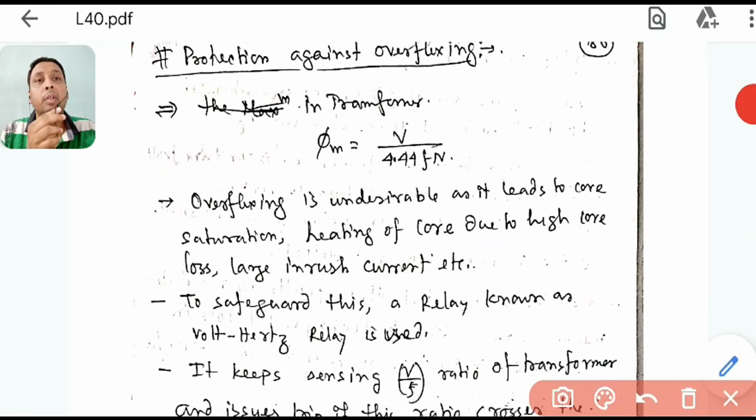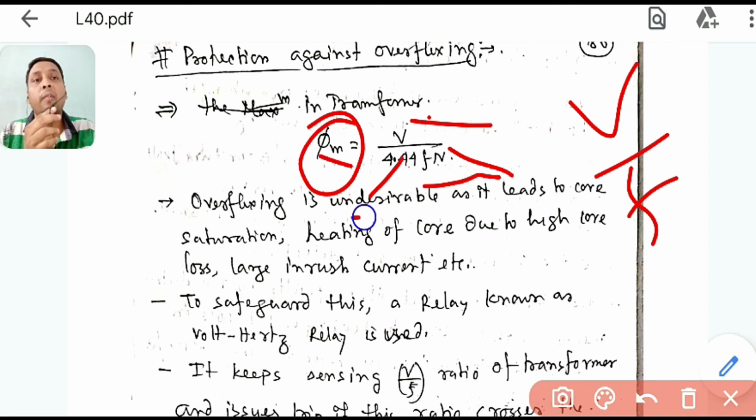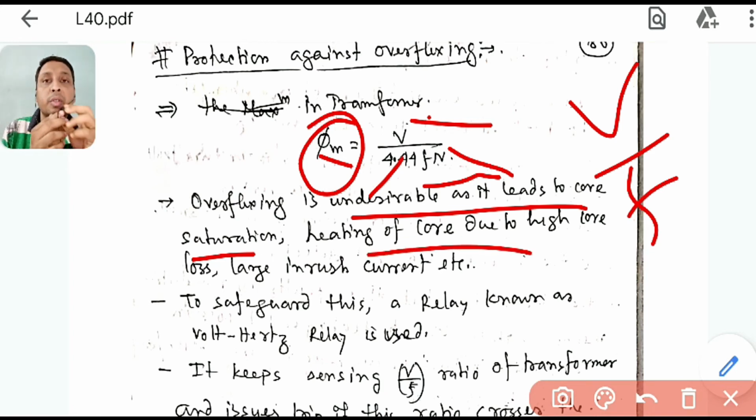Overflux. In a transformer, V is equal to 4.44 phi F N. So what is the value of phi? V by 4.44 F N. 4.44 is a constant, N is also constant. So the variable is V by F. Overfluxing is undesirable, because due to overfluxing your core gets saturated. As it saturates, the heating of the core will induce a high core loss, and it will also induce a high inrush current. So these are all undesirable.